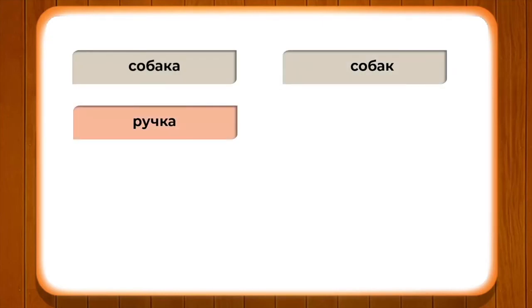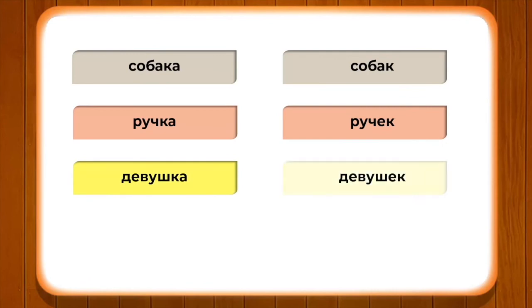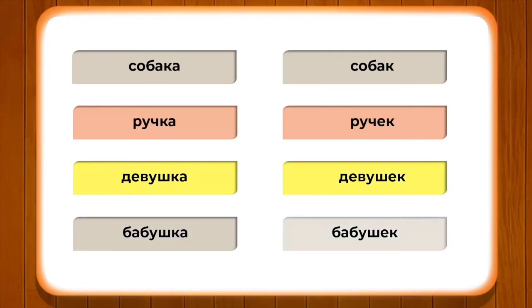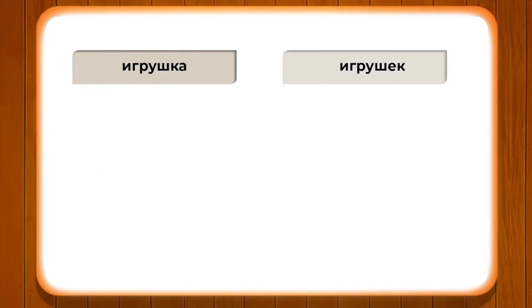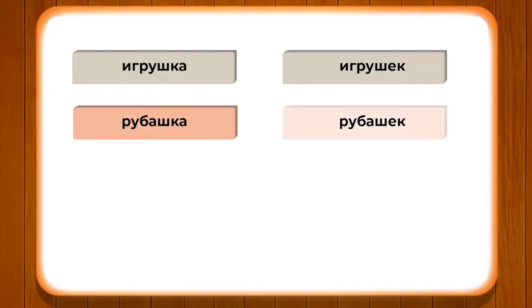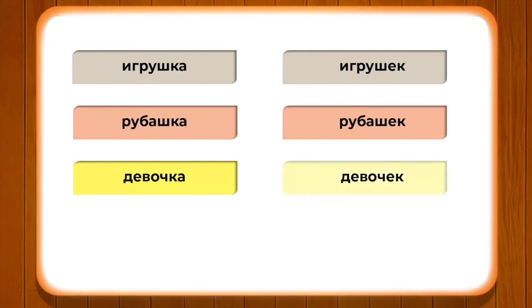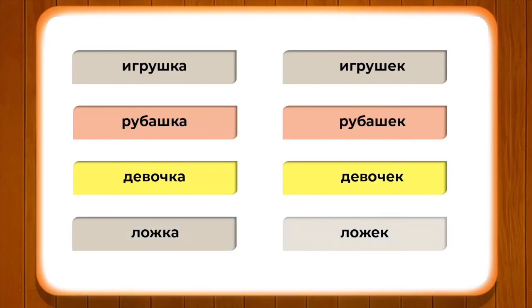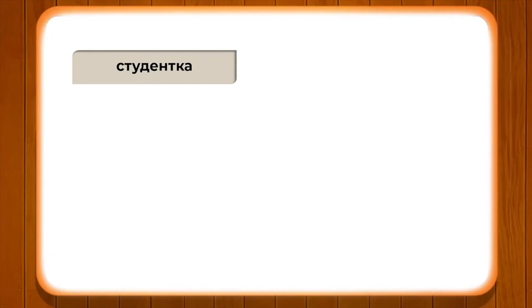Accordingly, a few more such examples like собака, ручка, девушка, бабушка, игрушка, рубашка, девочка, ложка, and студентка. Собака changes into собак, ручка changes into ручек, девушка changes into девушек, бабушка changes into бабушек, игрушка changes into игрушек, рубашка changes into рубашек, девочка changes into девочек, ложка changes into ложек, and студентка changes into студенток.